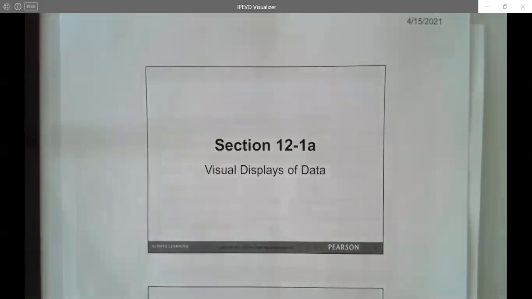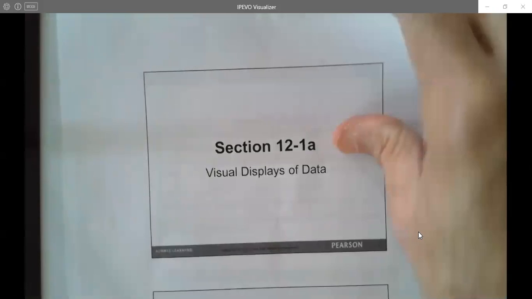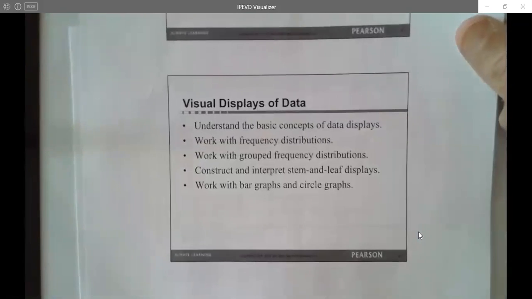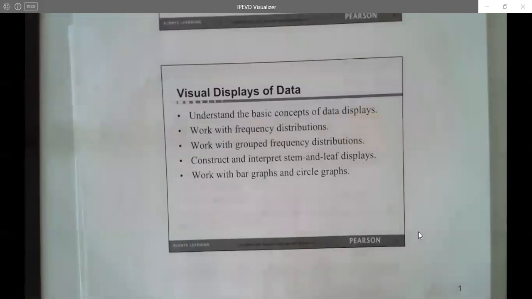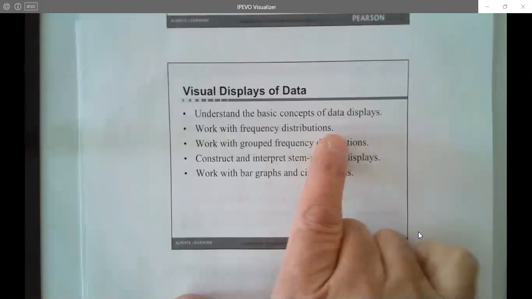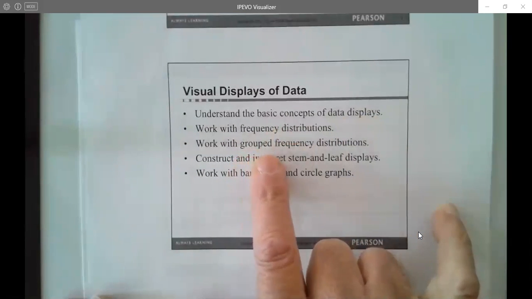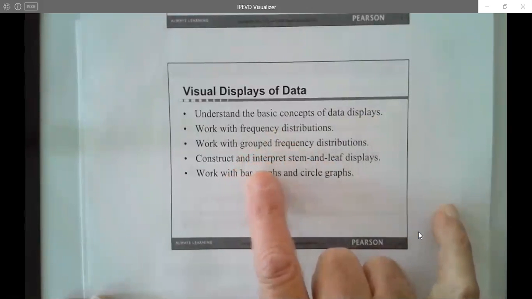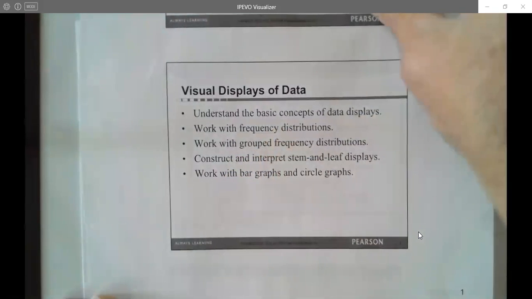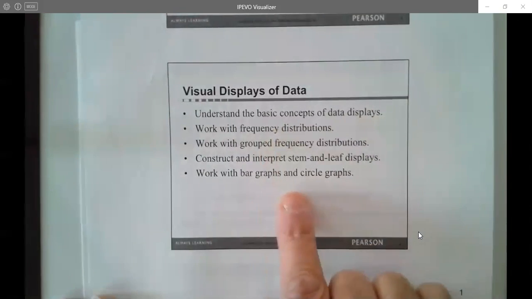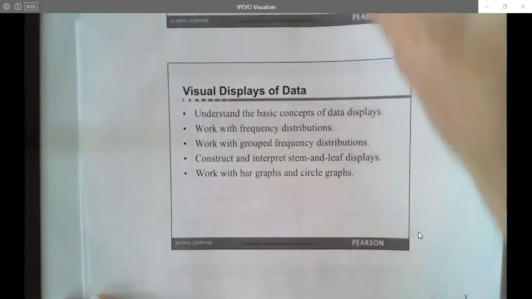Lesson 12.1a, visual displays of data. Our objectives for today are to understand the basic concepts of data displays, work with frequency distributions, work with group frequency distributions, construct and interpret stem and leaf displays, and work with bar and circle graphs.